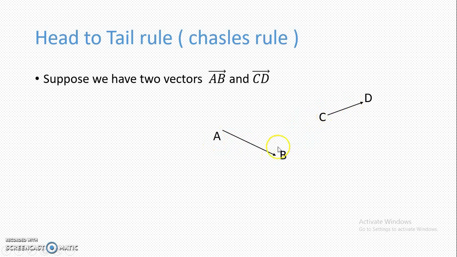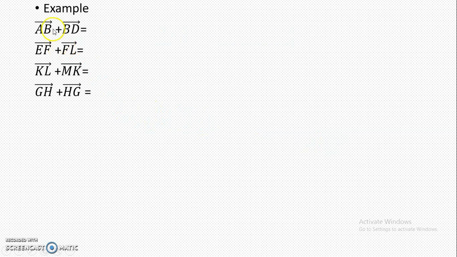We're gonna draw from B a vector equal to CD, and then we connect the starting point of AB and the ending point of CD, and this one will be the addition vector of AB and CD. Okay, example, let's take AB plus BD. AB ends with B, BD starts with B. Then we have AB plus BD equal AD.